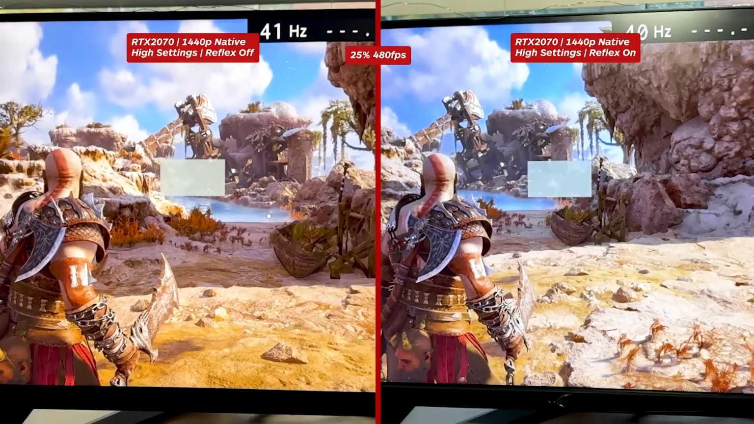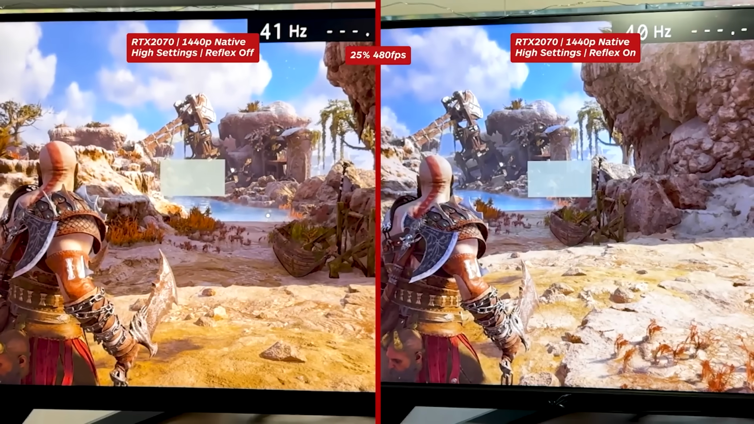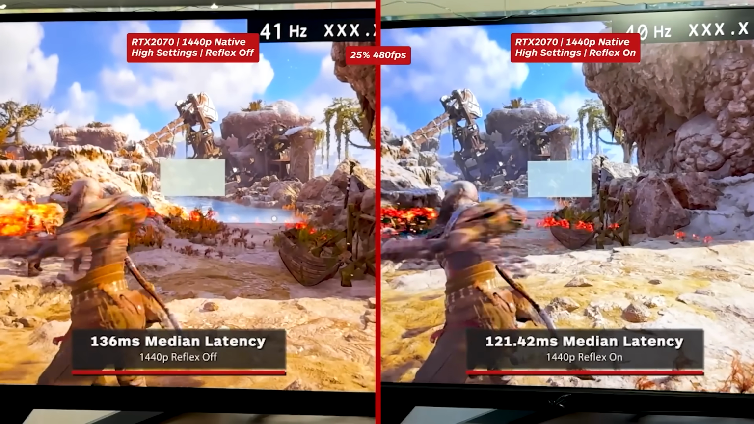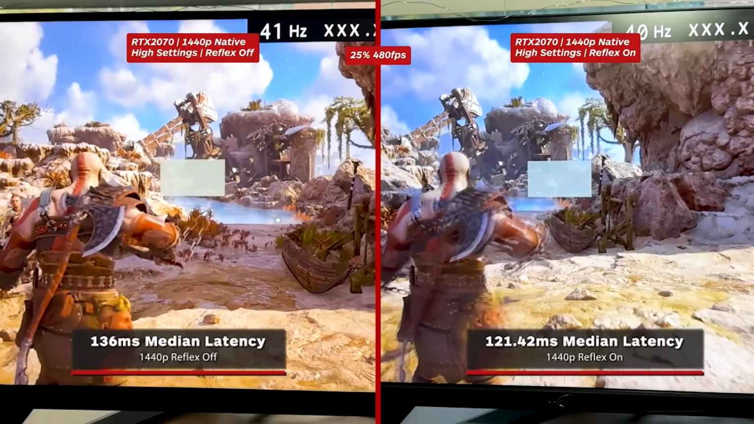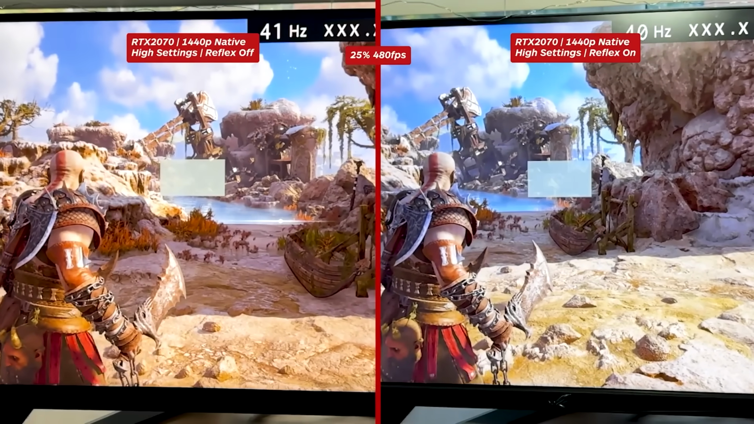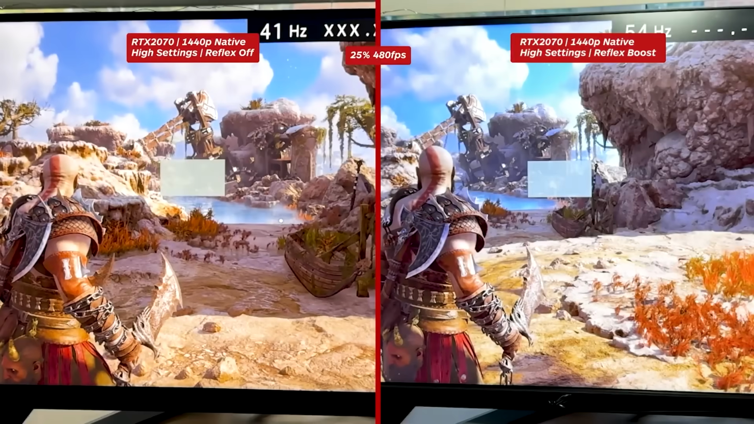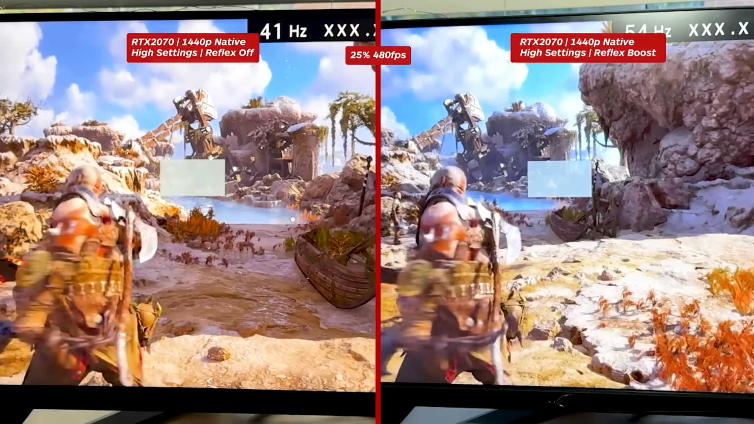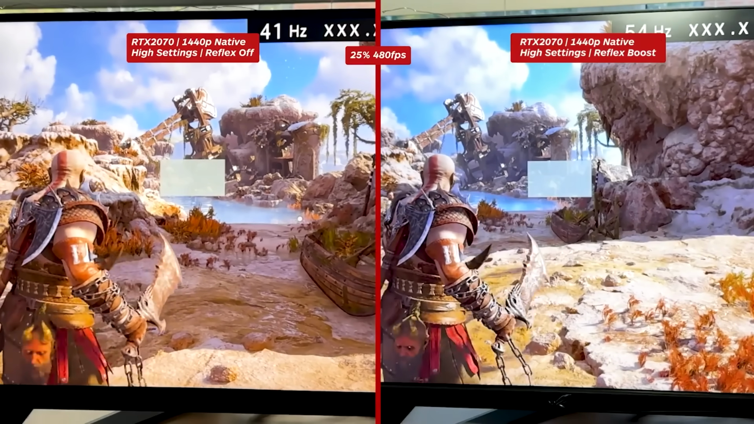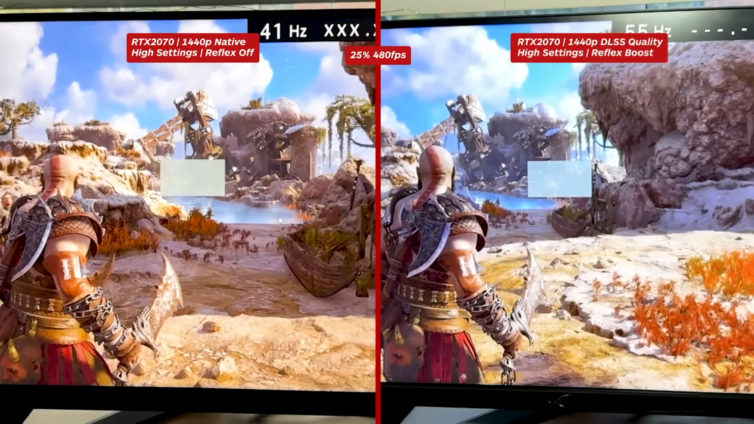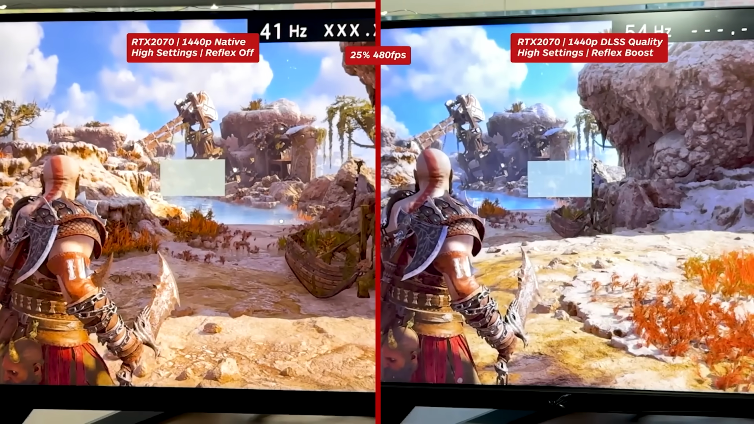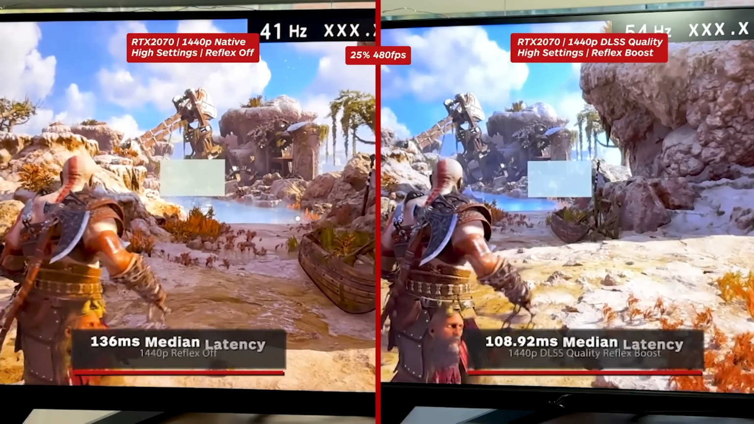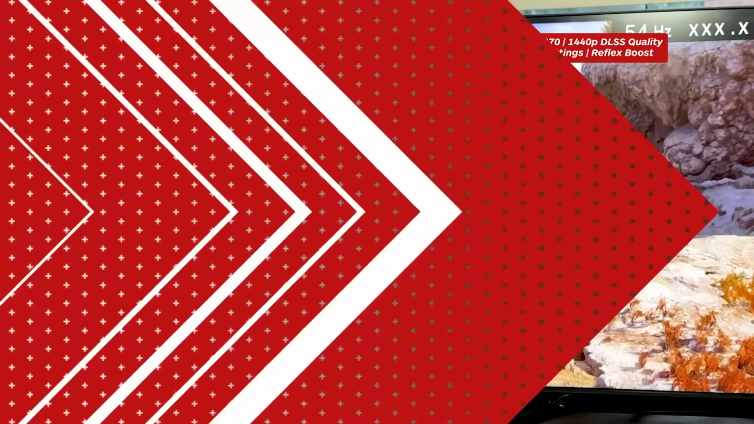Native 1440p no Reflex is slow, 136 milliseconds median. Enabling Reflex, we see a decent 12% improvement, down to 121.4. Reflex Boost puts more pressure on the GPU, which it really doesn't have capacity for, and we see identical median times. Now, enabling DLSS quality mode can offer, in conjunction with the Reflex technology, almost identical visual quality, more on that later, but we almost break the 100 millisecond barrier now with a further 11.48%, hitting a low of 108.9 milliseconds median.